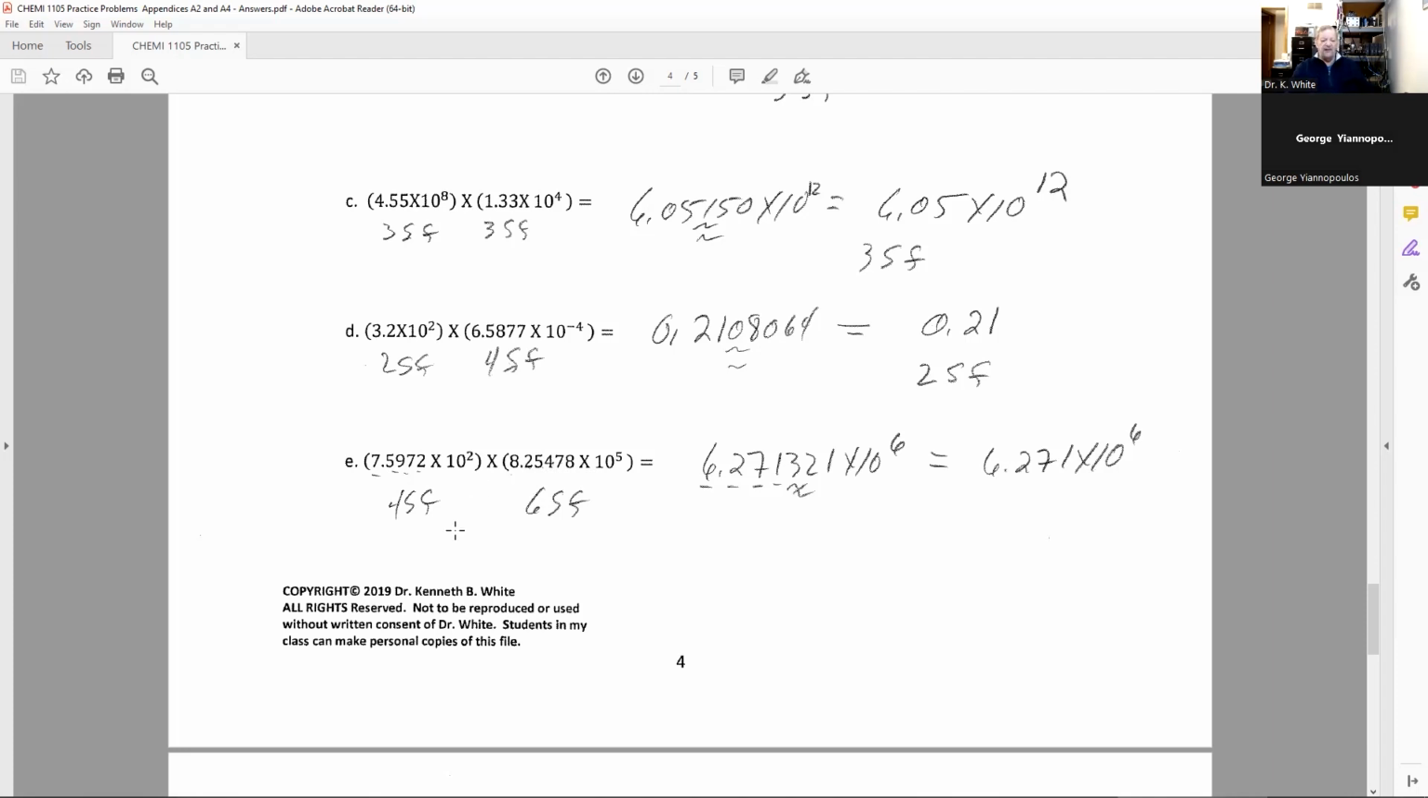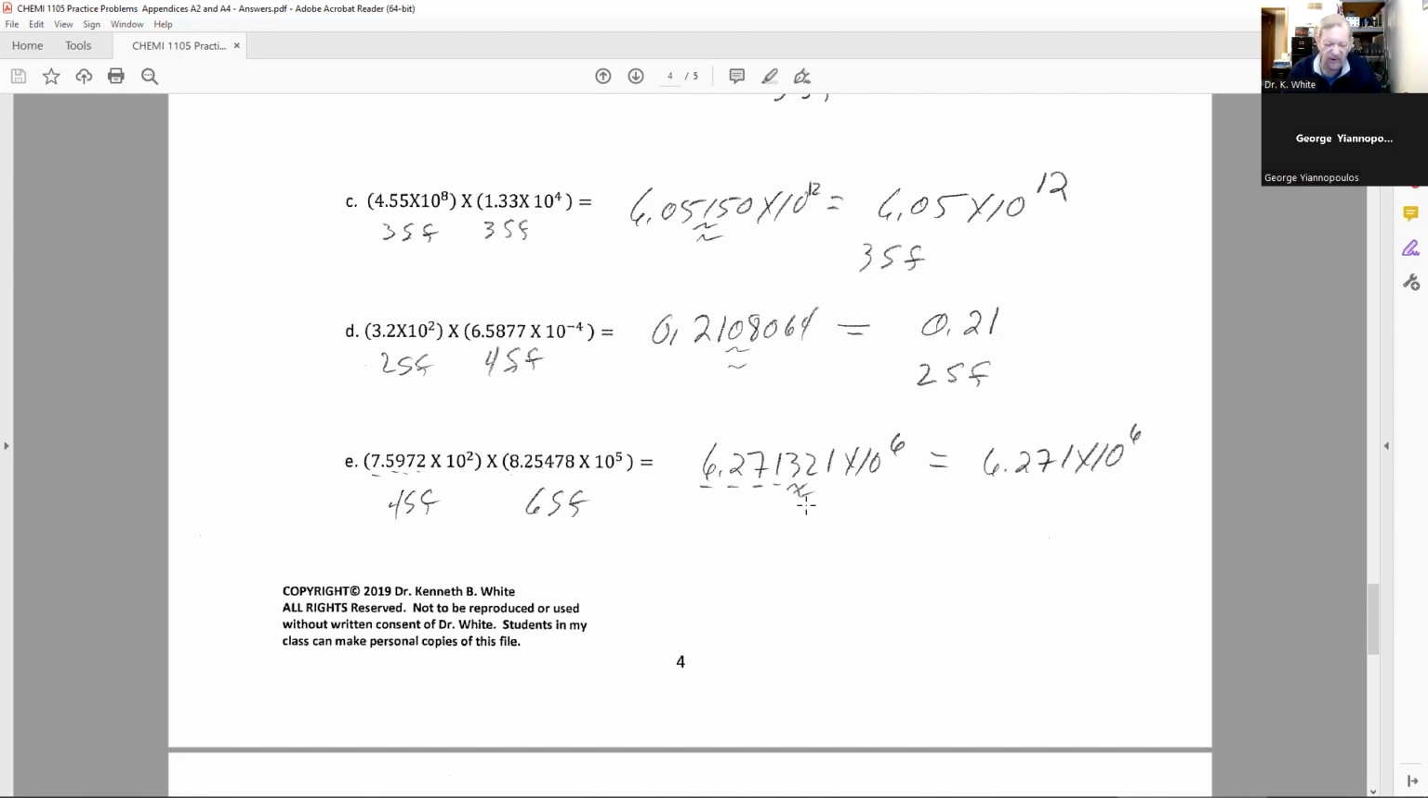When you multiply or divide, you get the same number of significant figures in your answer as the number you multiply or divide that has the fewest significant figures. In this case, 4. So here's the number my calculator gives me. And now I have to round it off to 4 significant figures. Keep the 6, keep the 2, keep the 7, keep the 1. That's my 4 significant figures.